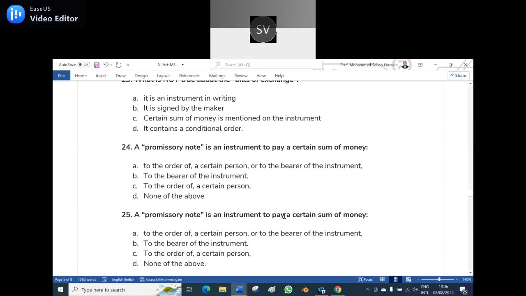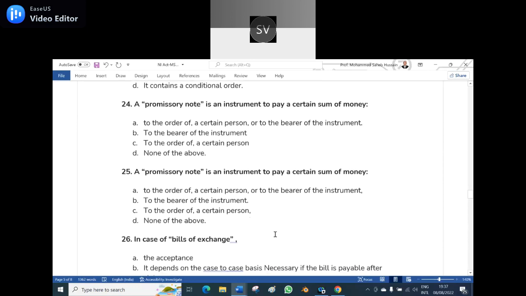24th question. A promissory note is an instrument to pay a certain sum of money. Option A, to the order of a certain person or to bearer of the instrument. Option B, to the bearer of the instrument. Option C, to the order of a certain person. Option D, none of the above. Option A is the correct answer, to the order of a certain person or the bearer of the instrument.